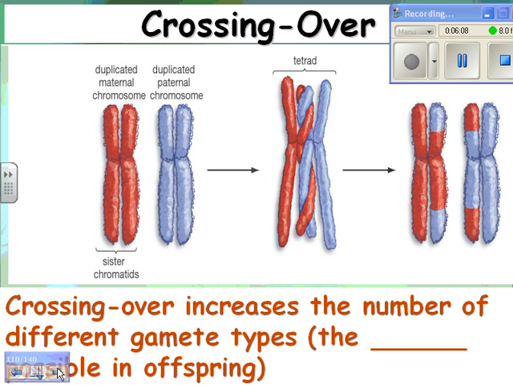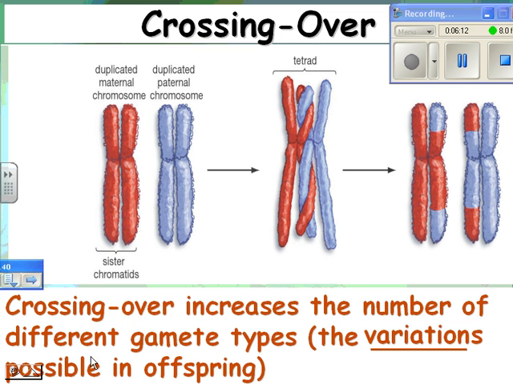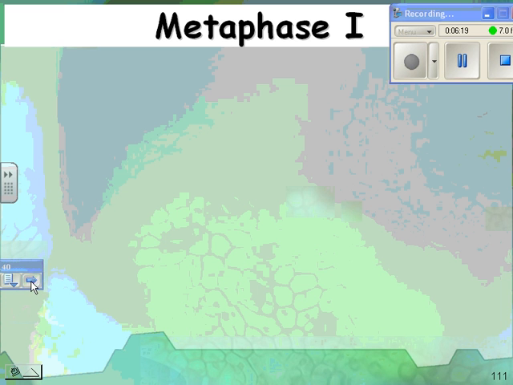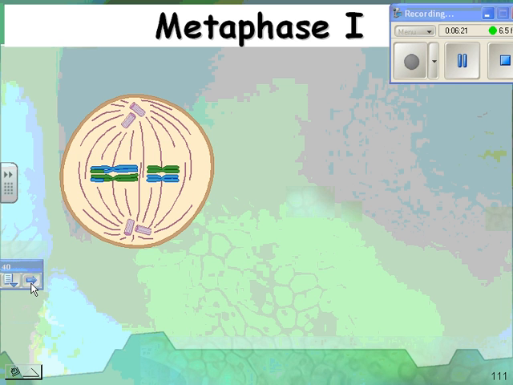So crossing over increases the number of different gamete types, which means the number of different variations possible in your offspring. Super, super important for evolution. So Metaphase I, they line up in the middle. This is the second important thing that you need to know about how organisms are different from each other.